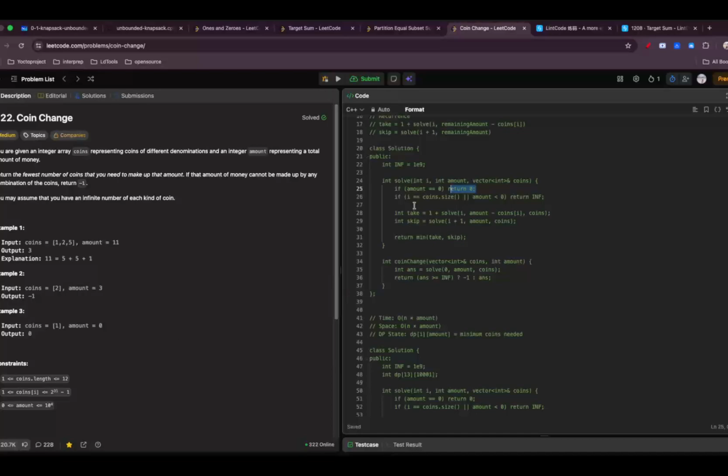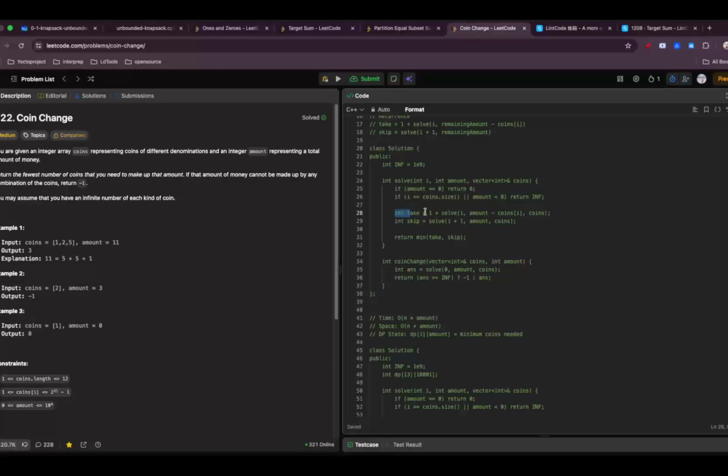Apart from that, if the index equals coins dot size or the amount becomes negative, I return infinity, so that if the answer is greater than or equal to infinity, I can return -1, meaning an invalid answer. Else I will return the answer.